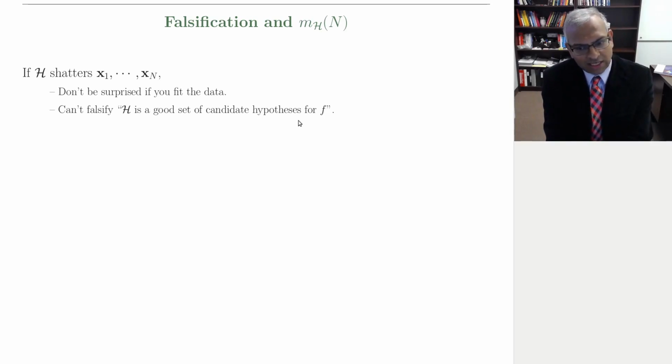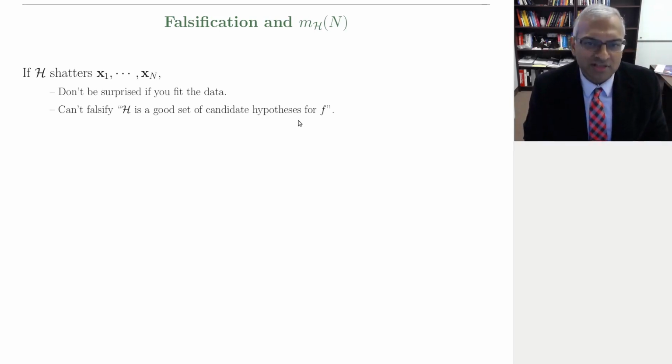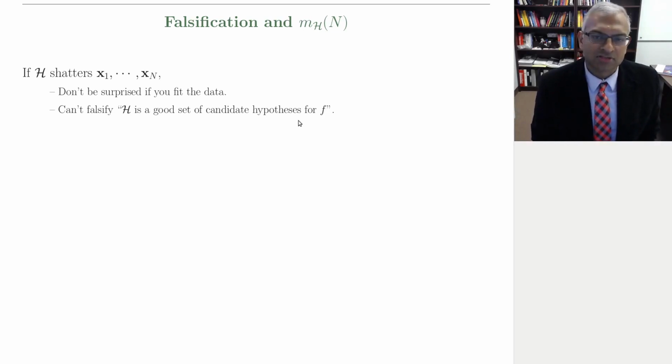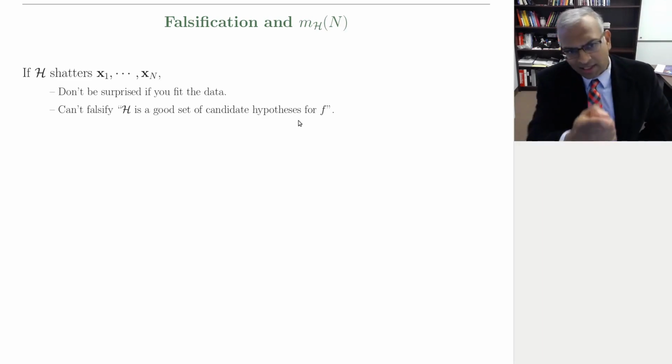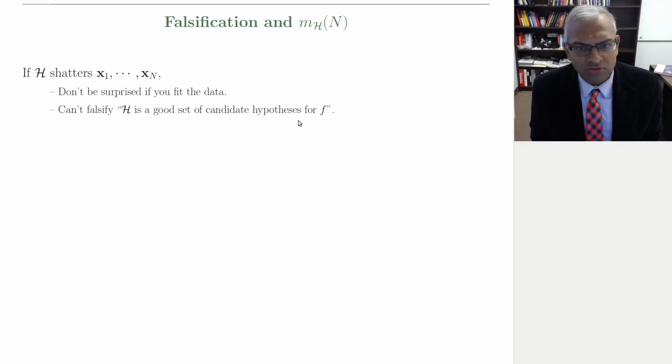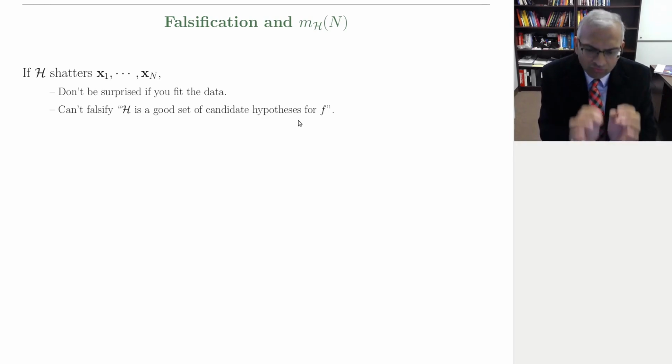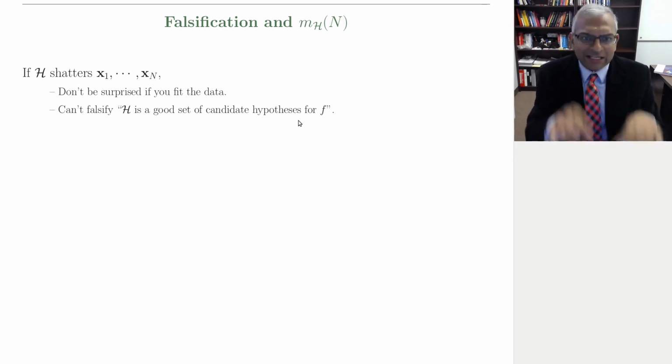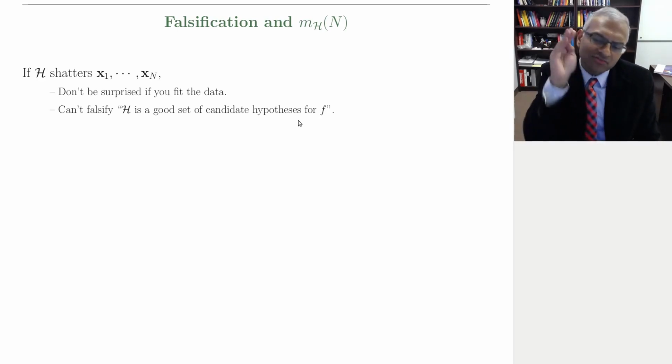Now, when you collect the data and you see that some member of your hypothesis set fits the data well, you conclude, wow, yes, my hypothesis set is a good set of candidate hypotheses for f. And what's my evidence? Look, I fit the data. But if your data is shattered by your hypothesis set, don't waste your time. Because you can't falsify that claim that the hypothesis set is a good set of candidate hypotheses for f. In order for the experiment to be worth running, it must be the case that you can falsify the claim.